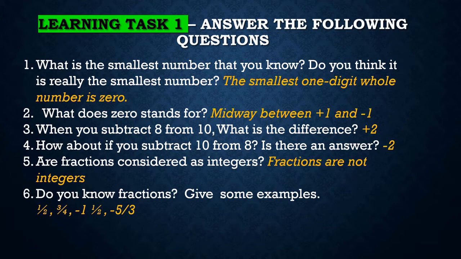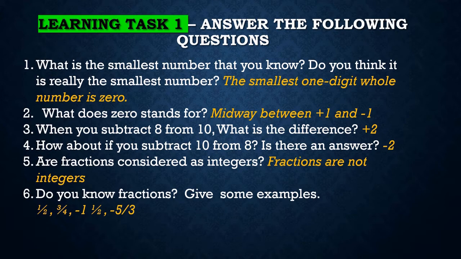Now, let us try to answer the following questions in Learning Task 1. What is the smallest number that you know? Do you think it is really the smallest number? If it is the smallest one-digit whole number, that is 0. Now, do you think it is really the smallest number? No, because we have negative infinity. Mas malayo sa 0 pag negative, mas maliit ang value.